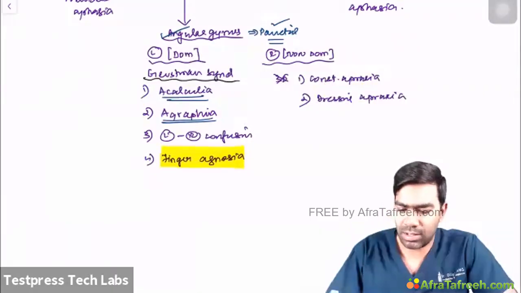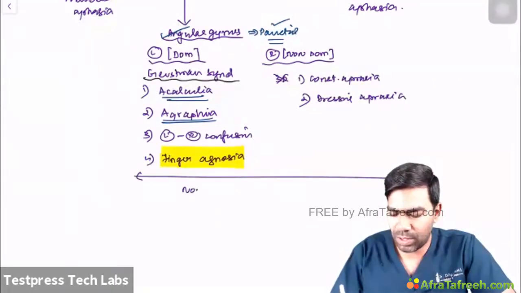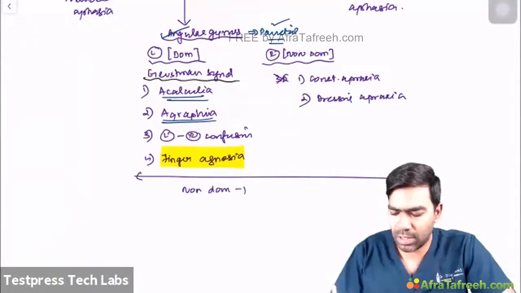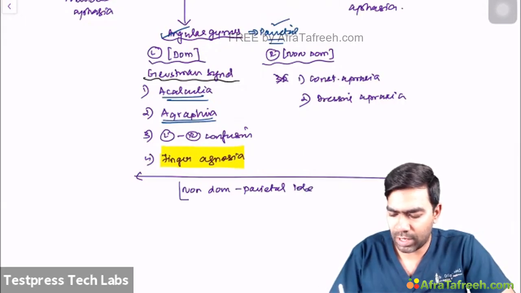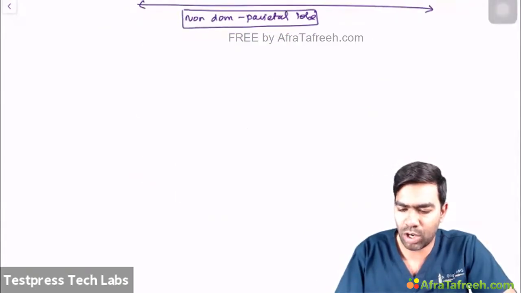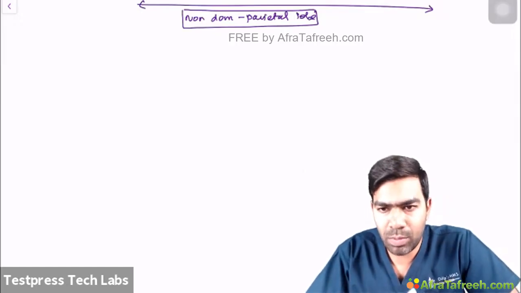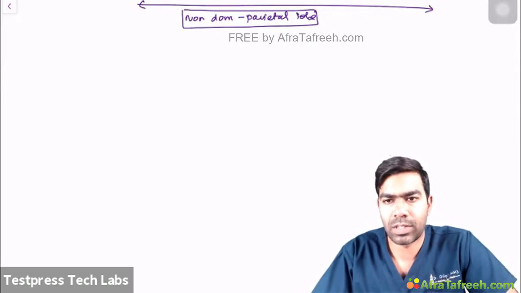Apart from that, as a whole, let me tell you what will happen if you involve the non-dominant parietal lobe, especially the most posterior portions. I'm talking about non-dominant parietal lobe involvement now. I cannot show you with this particular diagram, so I'm writing it separately. So non-dominant parietal lobe involvement, what are the features? Just hold on.